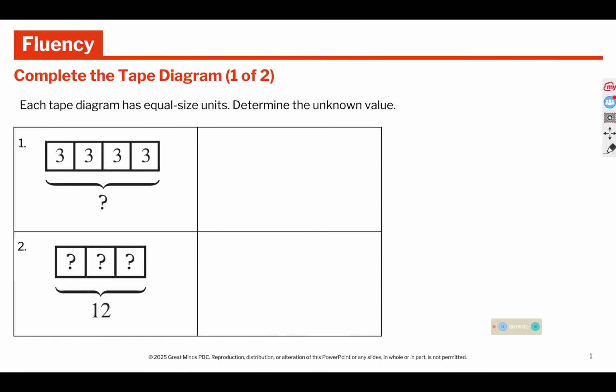Each tape diagram has equal sized units. Determine the unknown value. What that means is every box in the tape diagram is going to be filled in with the same value. So each of these needs to be the same number.